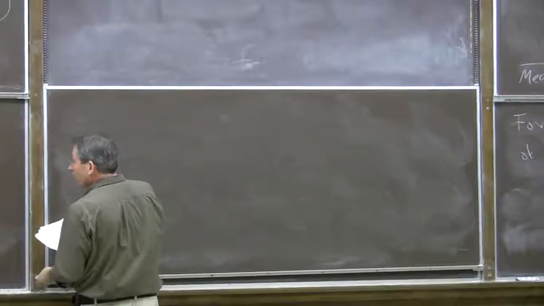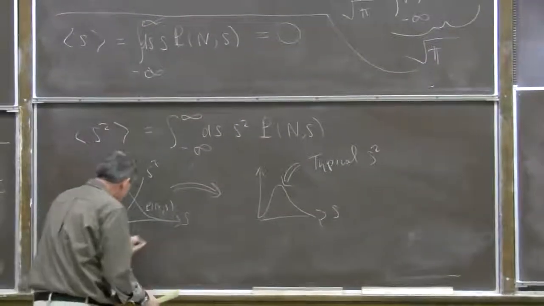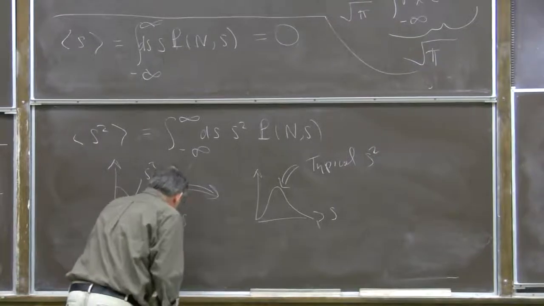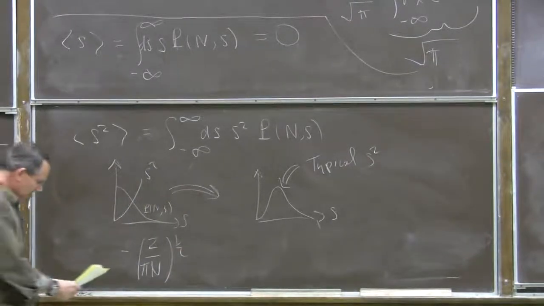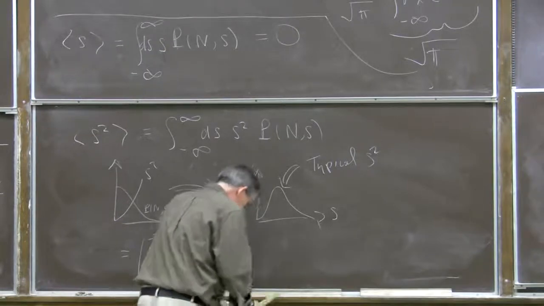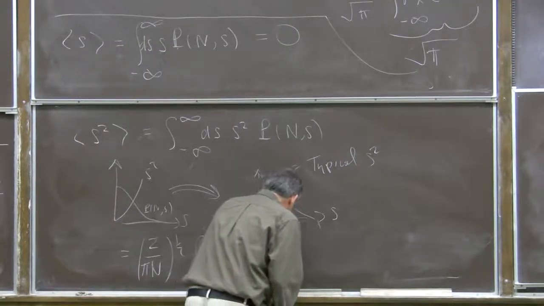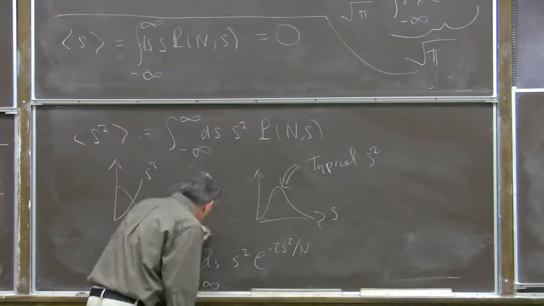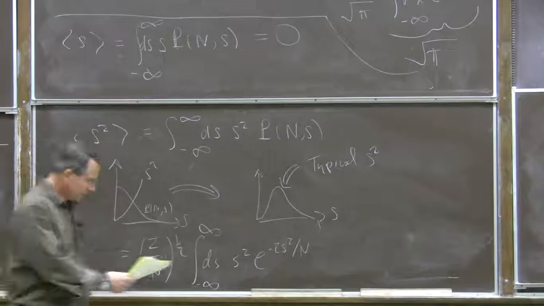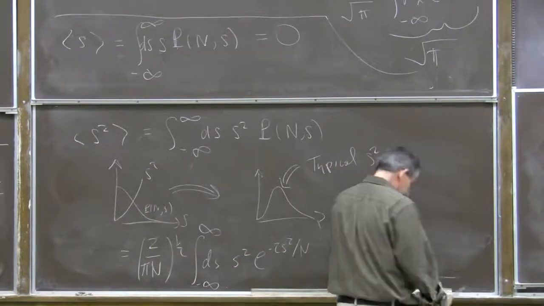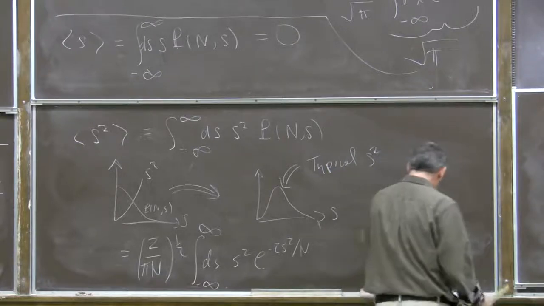Okay, so we need to do this integral. Let's write out again what p is. We have a 2 over pi n to the 1/2 to get the normalization right. Integral ds s squared e to the minus 2 s squared over n, integrated from minus infinity to infinity. So let's do our same change of variable again to simplify the argument of the exponential.